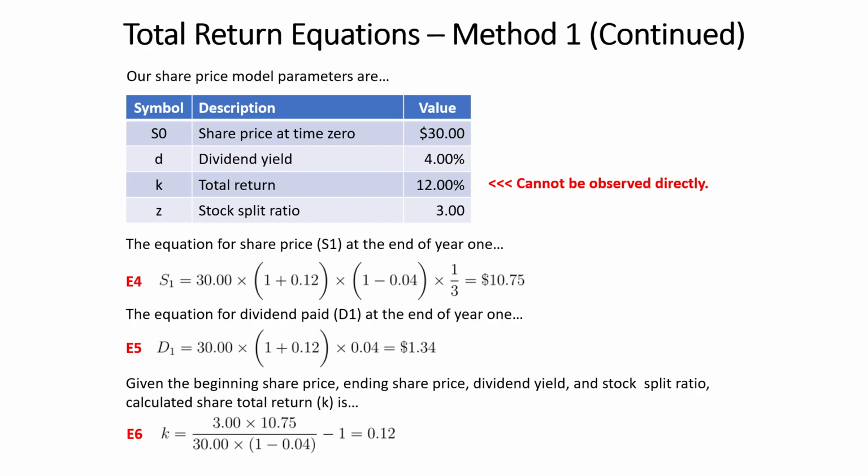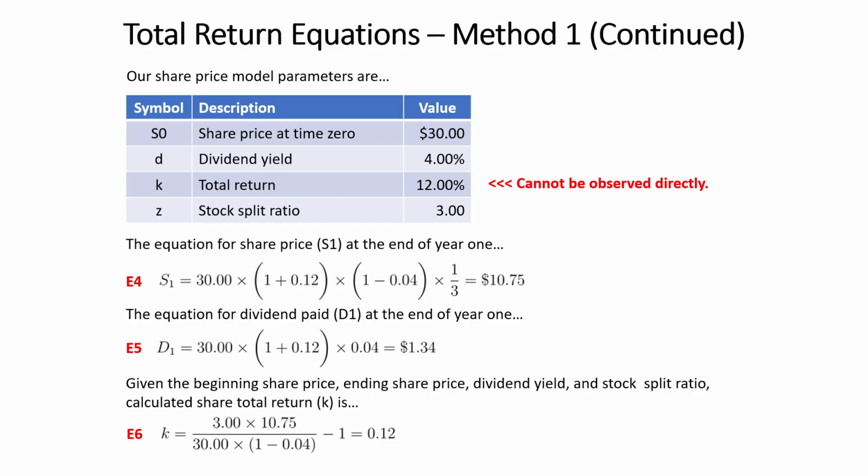So equation E4, that's our equation E1 from the previous slide with some numbers dropped in. So if we have stock price at the end of year one, we're going to say is the stock price at the end of year zero, which is basically at the beginning of year one, which is $30, times 1 plus K, and K here is 12%, which is total return, times 1 minus D. The D here is a dividend yield, which is 4%, times 1 over the stock split ratio, which is 1 over 3. So at the end of year one, we have a stock price of $10.75.